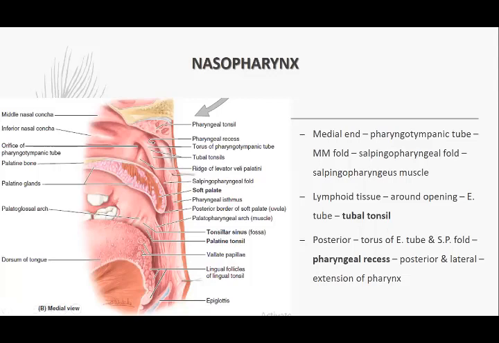Fossa of Rosenmuller के exactly posteriorly you have the internal carotid artery. So God forbid, this probe or this wire may actually puncture the internal carotid artery lying over here, posterior to the fossa of Rosenmuller. Somewhere over here you have the internal carotid artery.